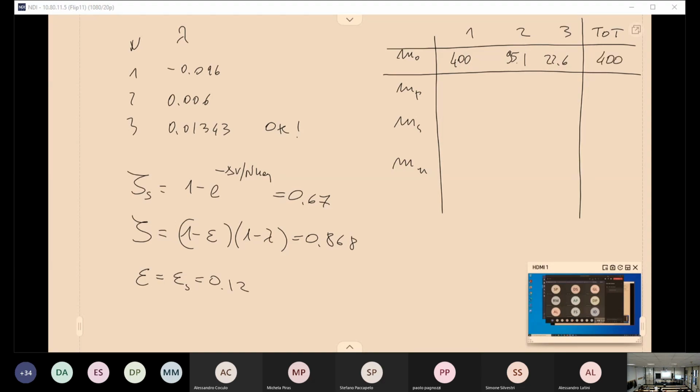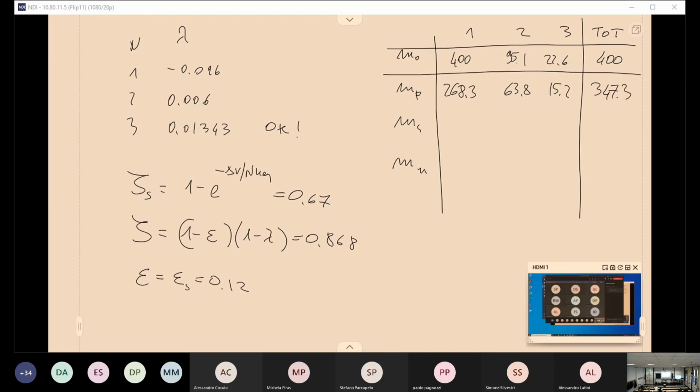Then for the propellant, we have 268.3 for the first stage, 63.8 for the second stage, and 15 for the third stage. Overall, it will be 347.3.